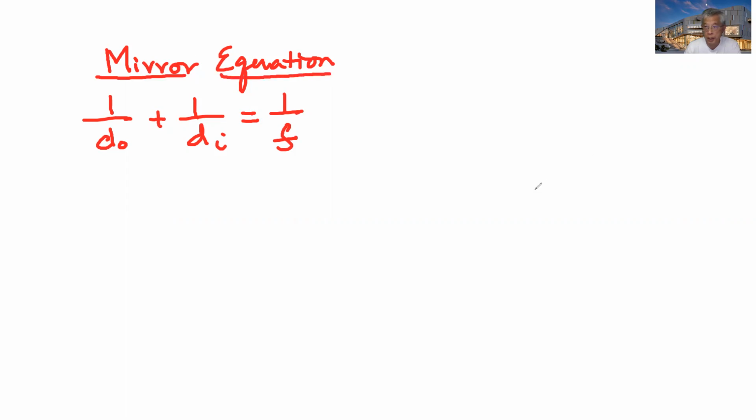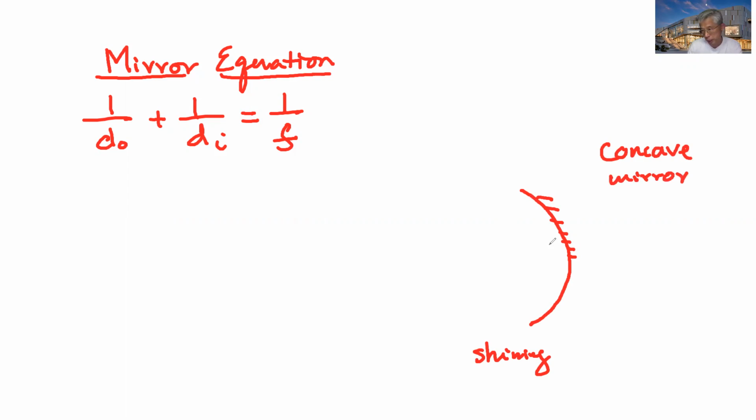Okay, so we're going to use a concave mirror as an example. This side is shining, this is the shining side, and this side is not shining. So this is called a concave mirror. If you think about it, this side is kind of like a cave, so it's called a concave mirror.